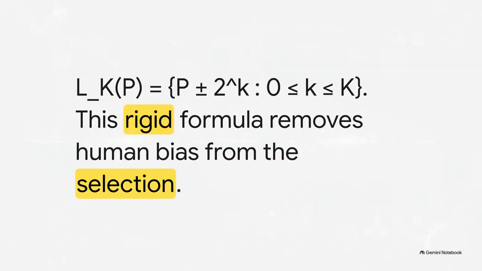So here is the formula that formalizes this whole procedure. It completely removes human bias from the selection of the dates. I know it looks a bit complex, but it's actually wonderfully simple. L is the lattice, a set of precise coordinates on the timeline.